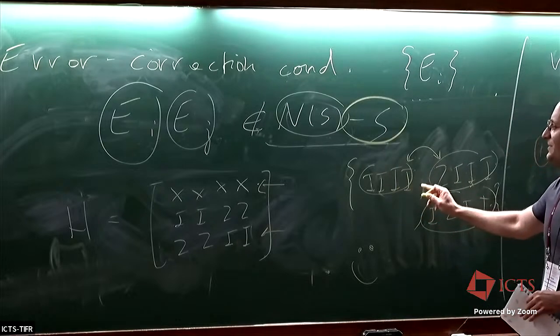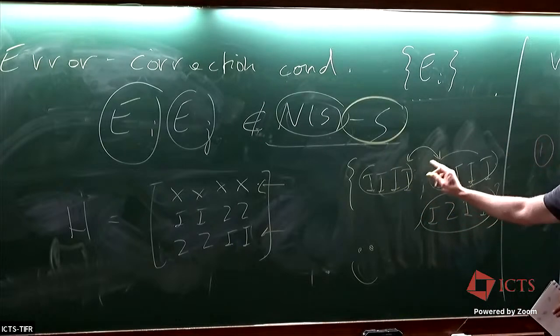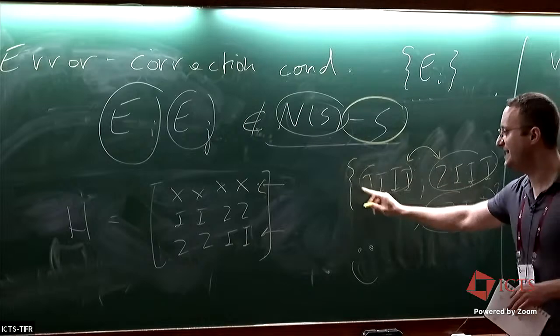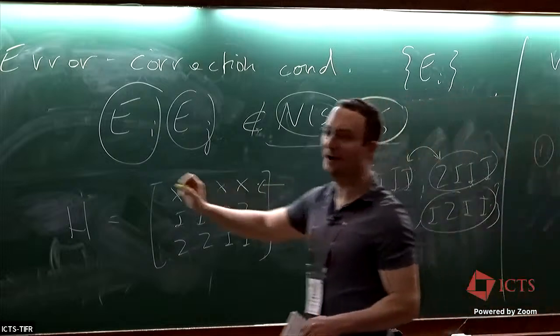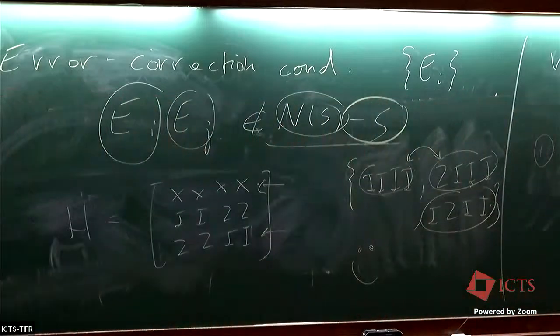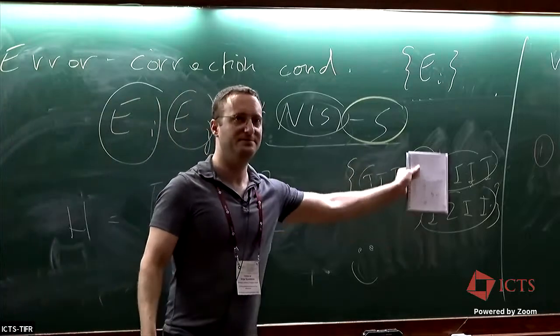You can notice that E_I times E_J, if E_I is identity, then together they give you the error detection conditions. This goes back to just one operator. So this condition basically tells you that every error needs to bring you to an error space.